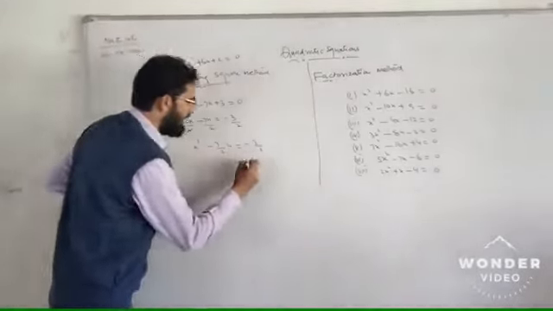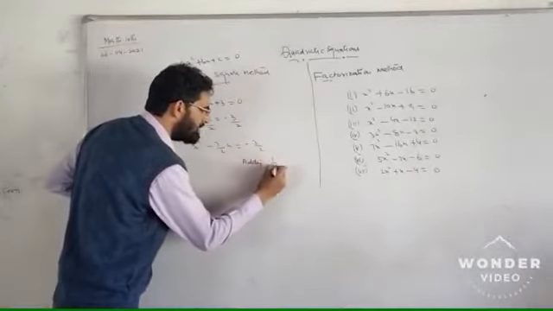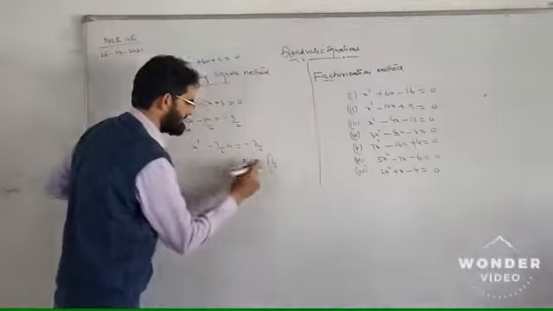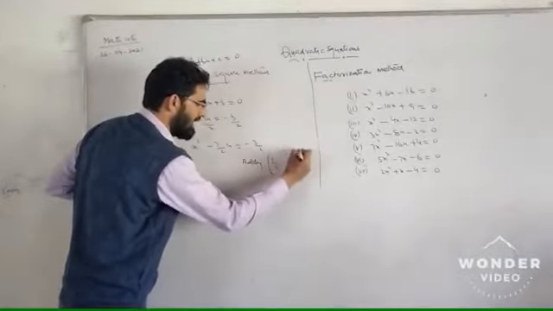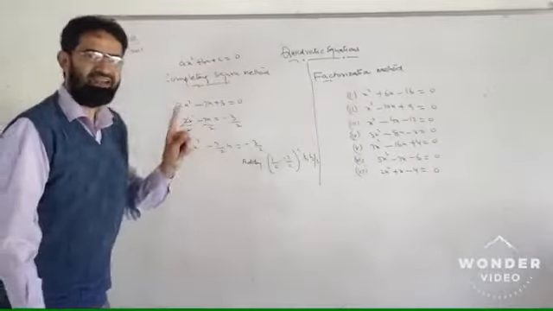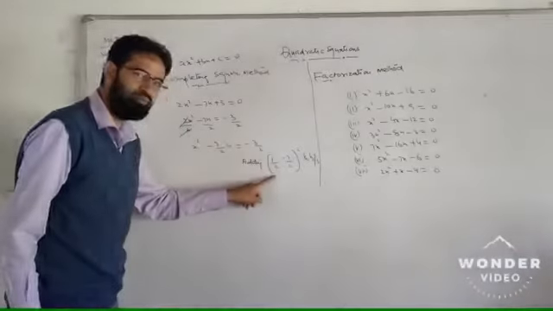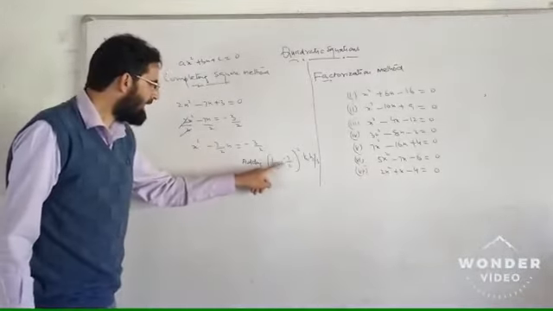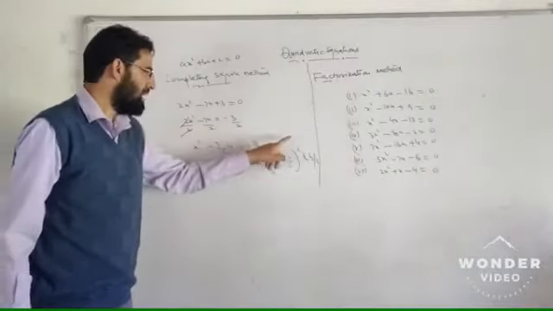Now adding 1 by 2 into the coefficient of x, what is the coefficient of x? It is minus 7 by 2, whole square, to both sides. This is a very important step. Now what you are doing is adding to both sides 1 by 2 into the coefficient of x. What is the coefficient of x here? Minus 7 by 2.